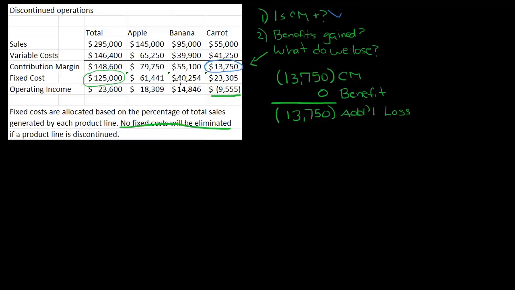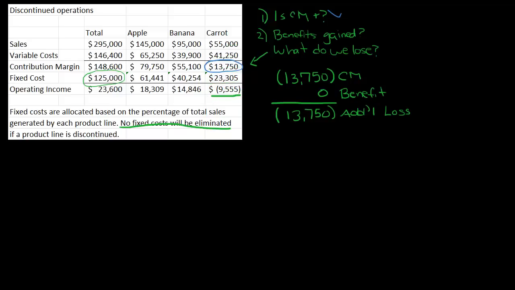The other way that we can look at this too is we can say, well, this will go away, this will go away, this will go away, but this, the $23,305, that'll still be there. So that means that my new operating income from carrot would actually be a loss of $23,305. Well, that's not very good. So that would actually increase our loss by getting rid of that division.